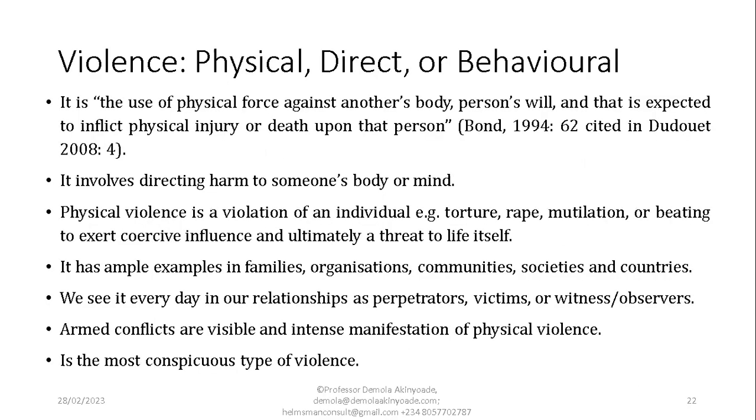Direct violence first. Direct violence refers to the use of physical force against another's body, against their will, and it is expected to inflict physical injury or death upon that person. So when we beat, when we maim, when we physically attack people, all these are examples of physical violence. Physical violence is expected to bring harm to somebody's mind or body. Direct harm. When we use physical violence in things like torture, rape, mutilation, and so on and so forth, it could be a threat to life itself. We use physical violence sometimes to coerce or to enforce influence over the victim.